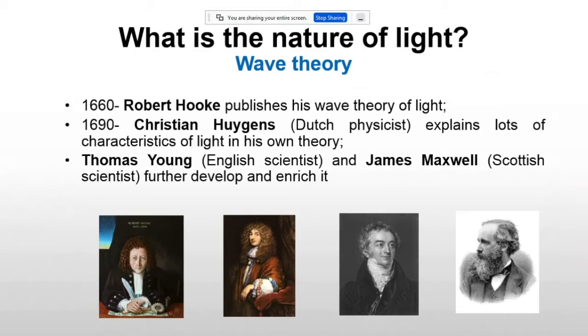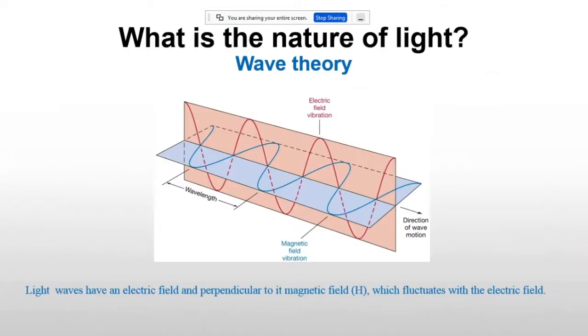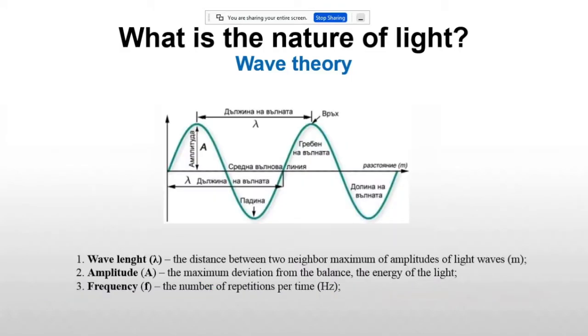Here are some representatives of the wave theory, and what makes light resemble a wave is that it has an electric field and a magnetic field perpendicular to it, which fluctuates with the electric field. And as a wave, it has its length, amplitude, and frequency.